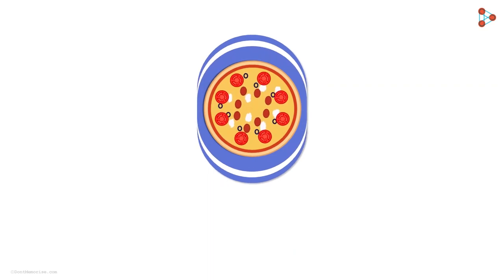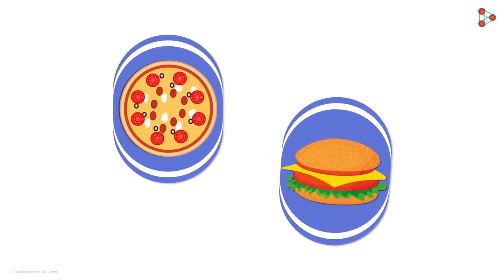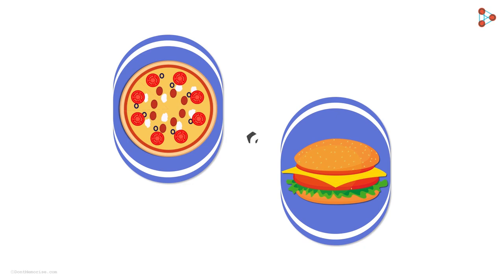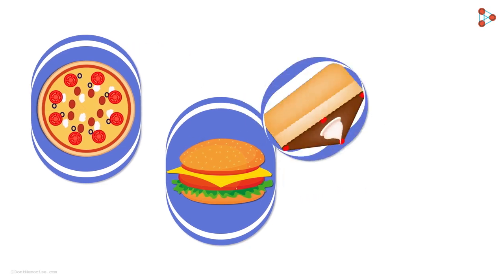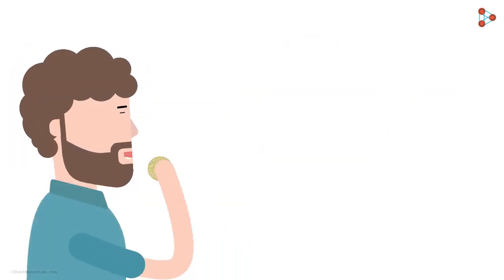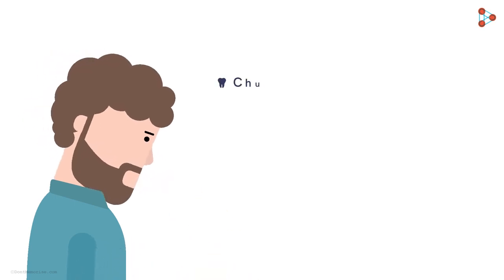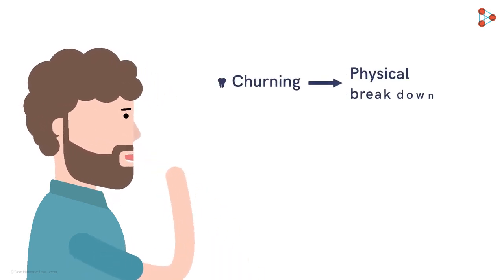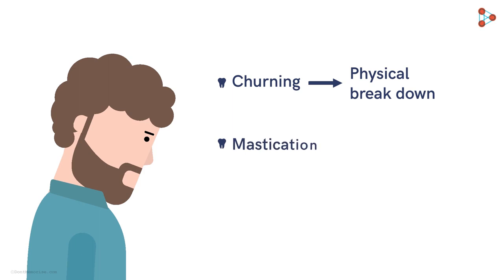A slice of pizza simply melts in your mouth. A bite of the delicious burger is never a no-no. And what about desserts? A piece of cake or a brownie is always at the top of our wish list. Whatever food we eat, it always has to pass the churning process or the physical breakdown. Mastication, that is chewing, is one of the most important commencing steps of digestion.